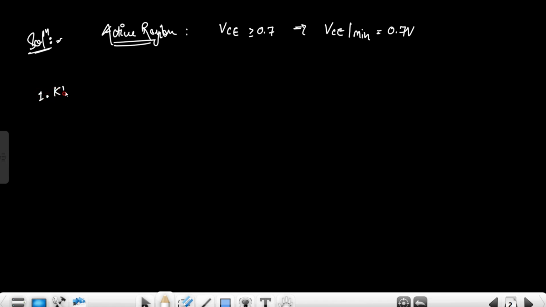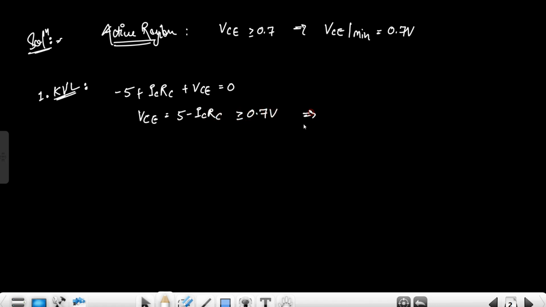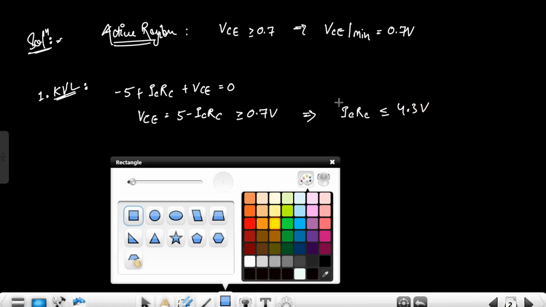First KVL: -5 plus ICRC plus VCE is equal to 0. So VCE, in terms of this, equals 5 minus ICRC. This should be greater than or equal to 0.7 volt, which means ICRC will be less than or equal to 4.3 volt, right? So this is the first condition we got.